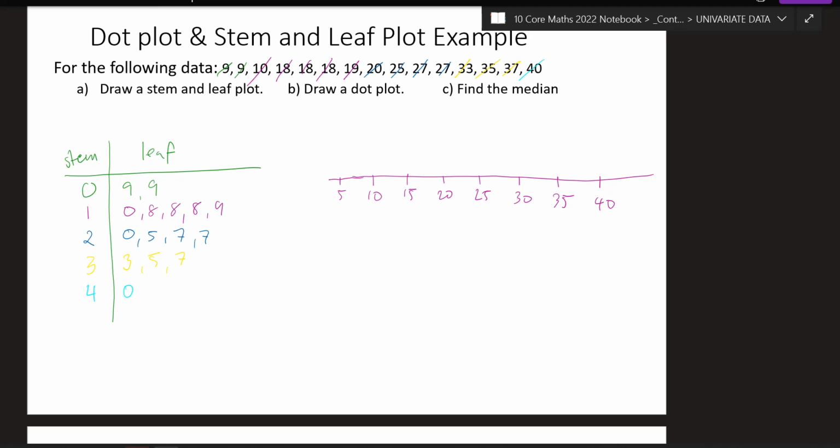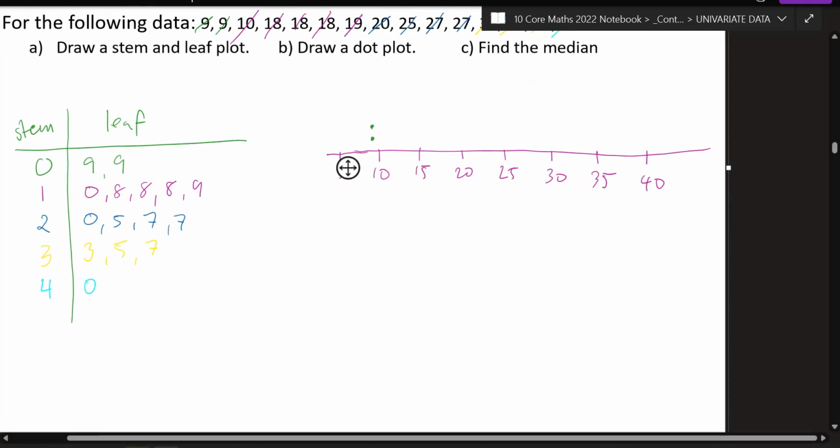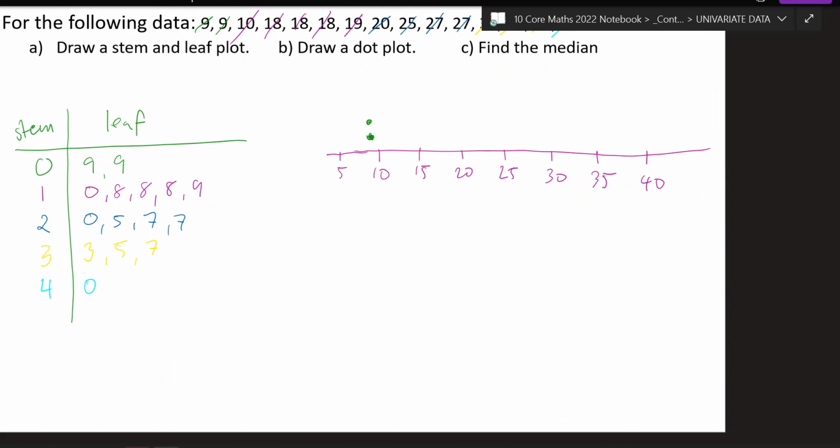So for example, the first one is 9. So that means I need to have 2 dots where 9 is. 9 is about here. So 1, 2. I'll zoom in a bit. Make sure you do it this way. Do not do it that other way. I've seen your 11s do it. It's really funny. And they fail.